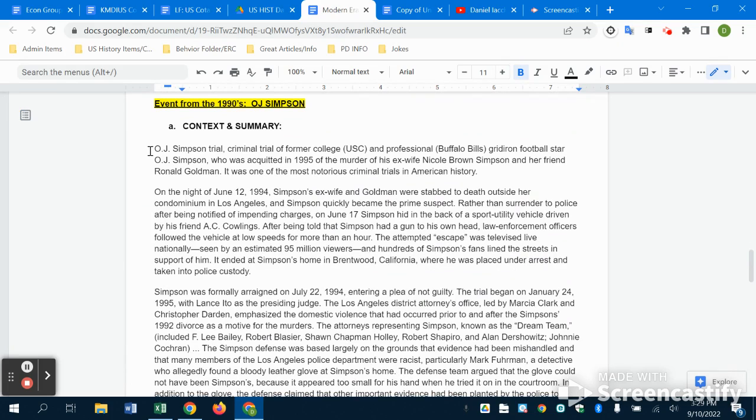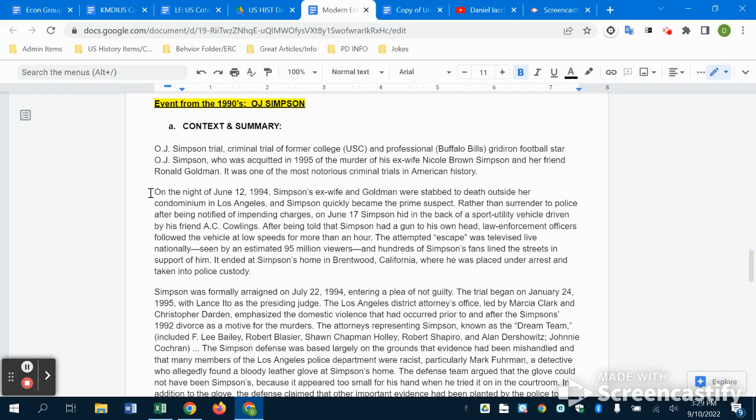O.J. Simpson trial, criminal trial of former college, USC, and professional Buffalo Bills gridiron football star O.J. Simpson, who was acquitted in 1995, that means he was found not guilty, of the murder of his ex-wife Nicole Brown Simpson and her friend Ron Goldman. It was one of the most notorious criminal trials in American history. On the night of June 12, 1994, Simpson's ex-wife and Goldman were stabbed to death outside her condominium in Los Angeles, and Simpson quickly became the prime suspect.